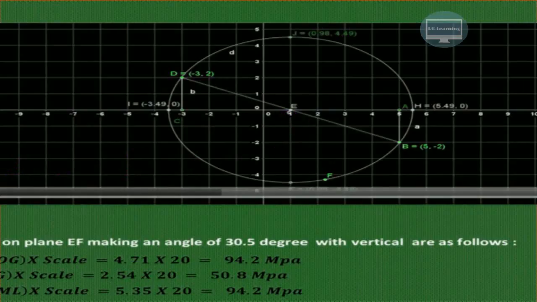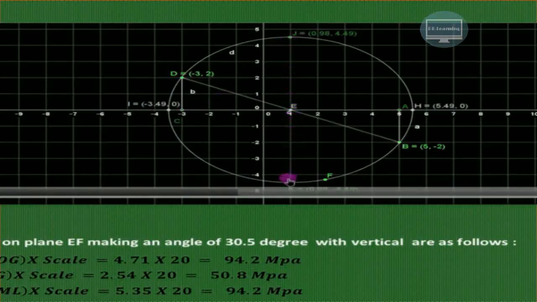Now we have drawn this particular circle. This is known as the Mohr circle. Now write down the coordinates for this particular point. So coordinates of these ends of the circle. So over here the circle is touching at H, which is 5.49, 0. Similarly, I is minus 3.49, 0. These are indicating the major principal stress and minor principal stress.